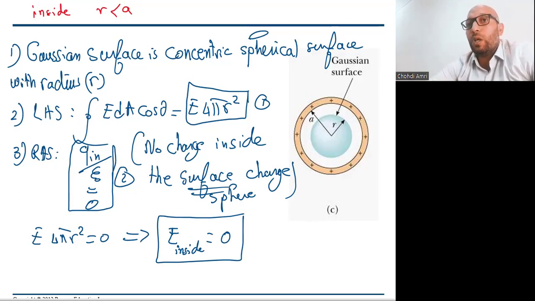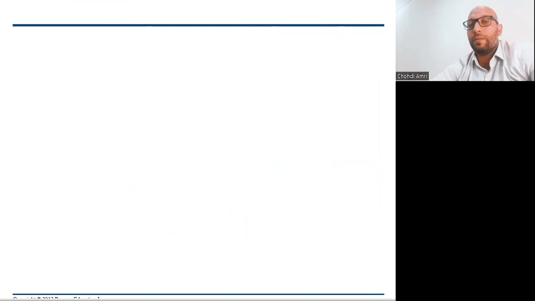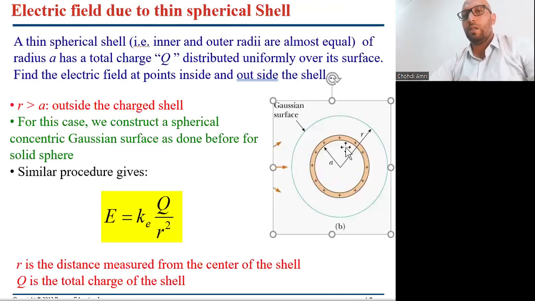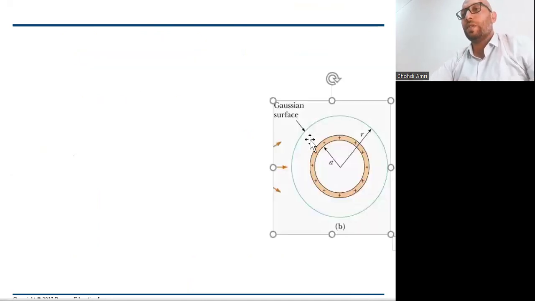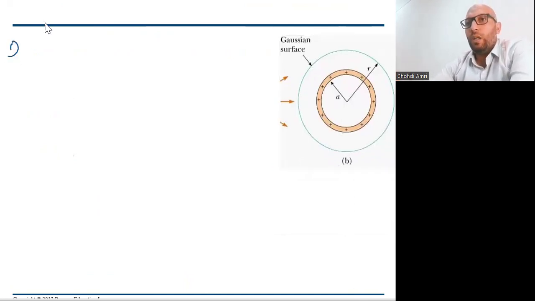For the second step, what are we going to do? In the second step, we will try to calculate the electric field outside the charged surface. Outside. Okay. What is the figure of outside? We will do the same steps. The Gaussian surface is the same. When outside, that means the radius of the Gaussian surface is larger than the radius of the charged sphere.